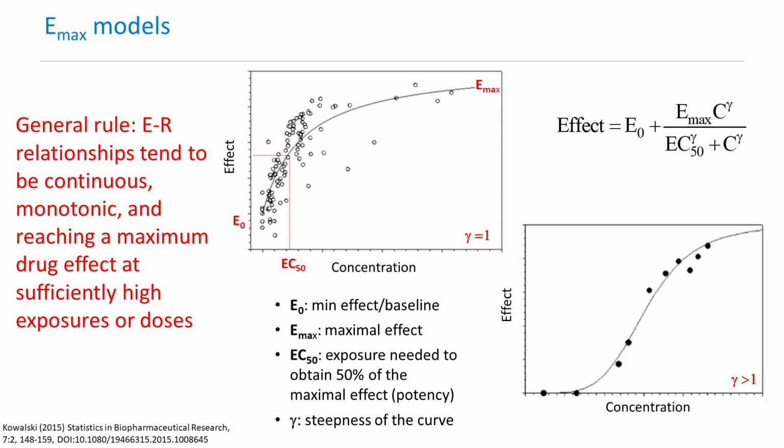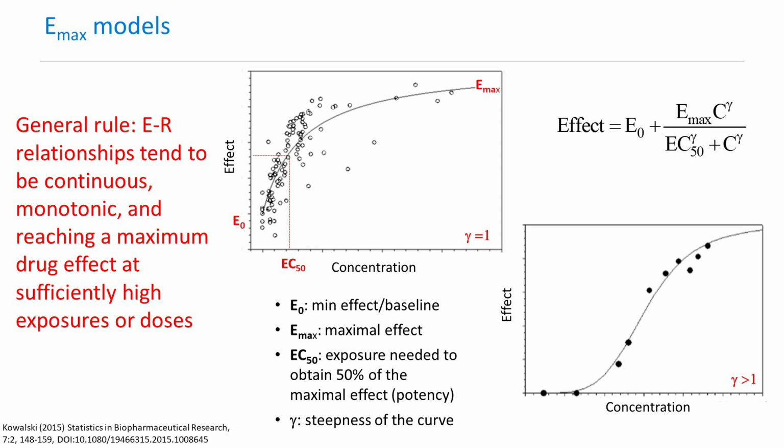EC50 is also considered the potency. So this is the exposure needed to obtain 50% of the maximal effect. In this case, I took the difference between Emax and E0 to be 50% of that. This is an important parameter because it helps us to understand how potent our drug is. If you have a lower EC50, you need a lower exposure to obtain 50% of the maximum effect, i.e., you have a higher potency.